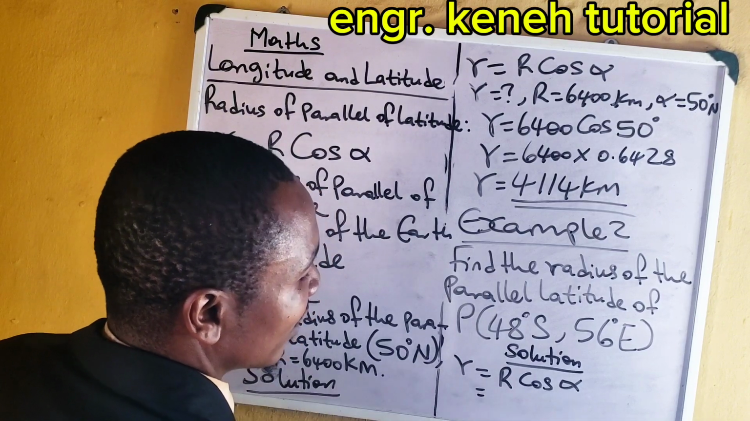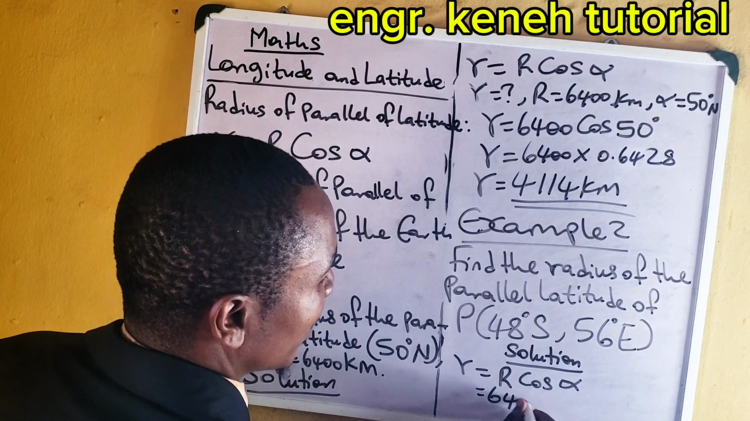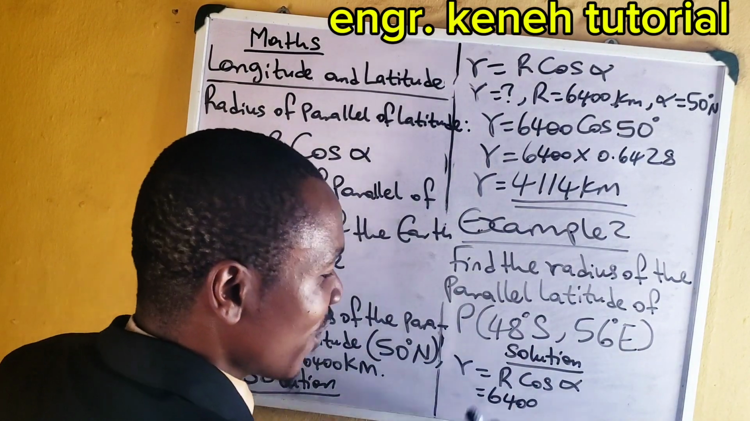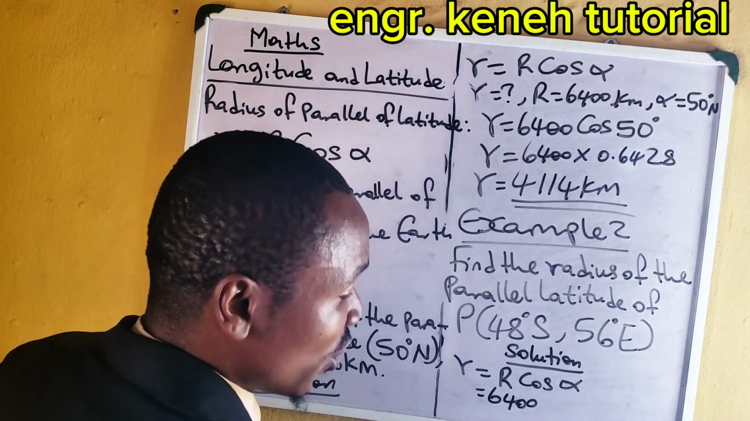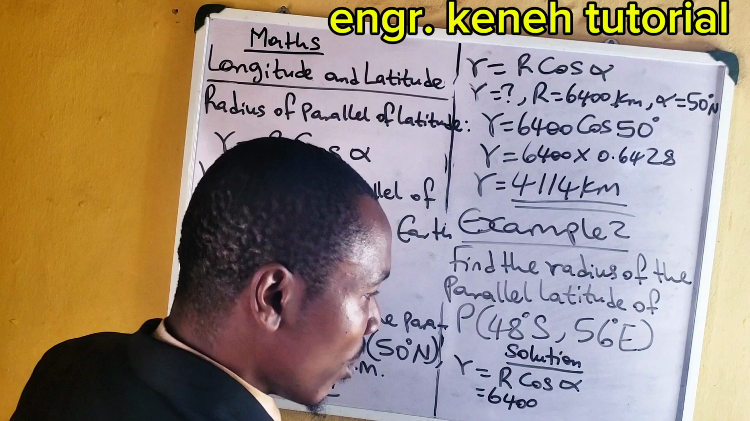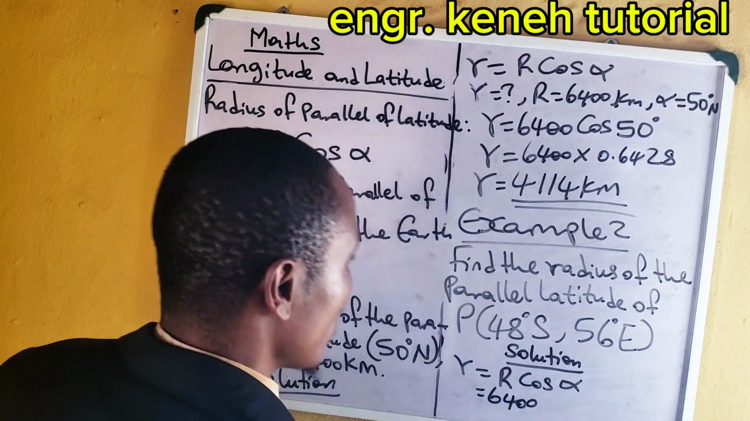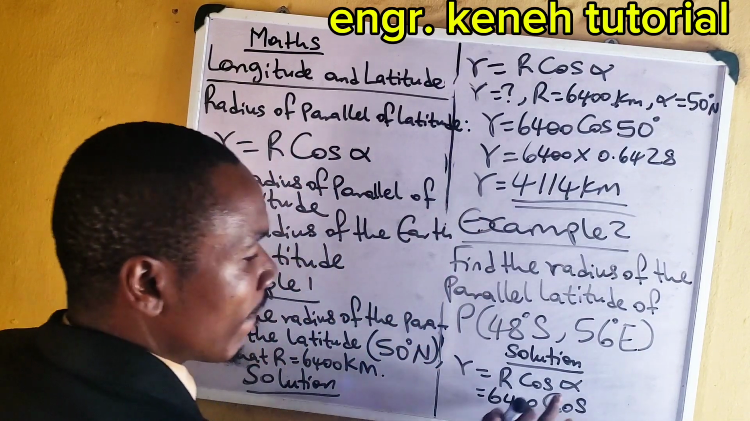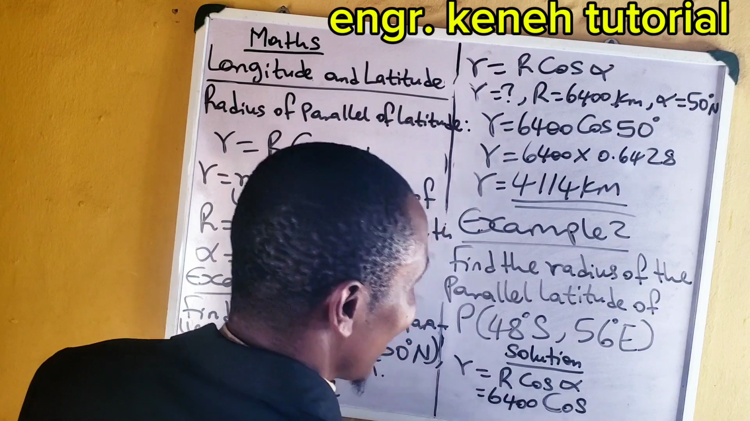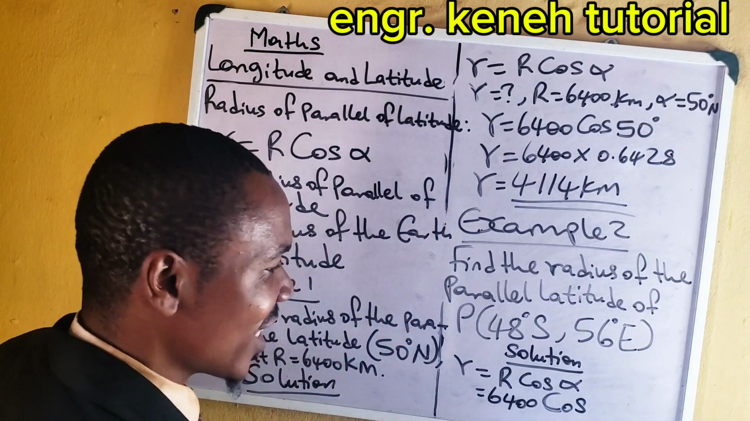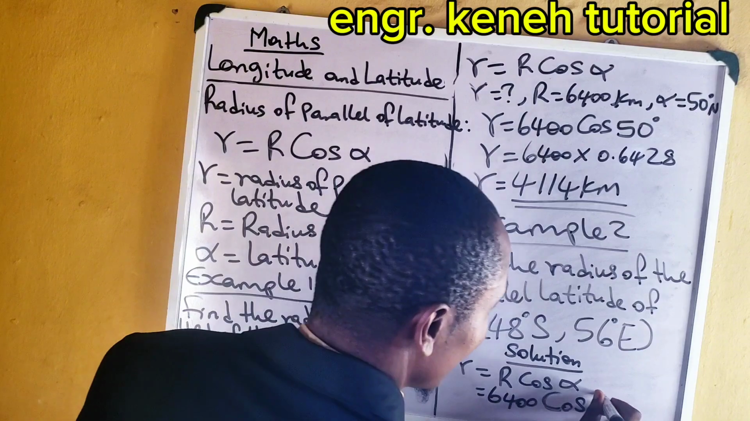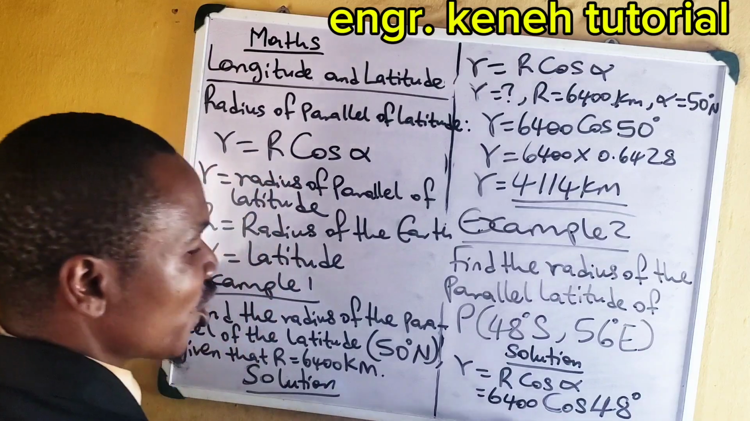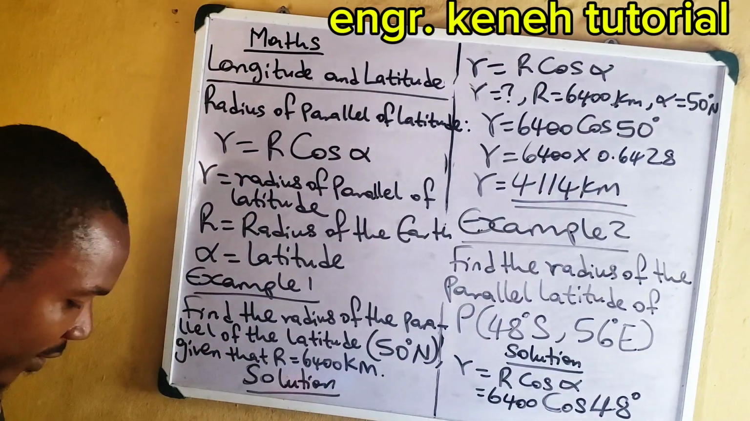I told you that the radius of the earth is always 6,400. As you can see in this question, they did not give us the value, but because it is not always given to you, you need to know that it means 6,400. The latitude here is the one that has south, which is 48 degrees. We don't have much space here, I will clean this place and continue over here.